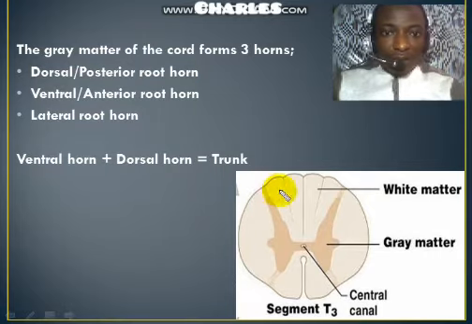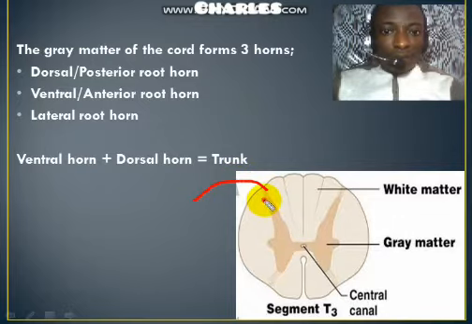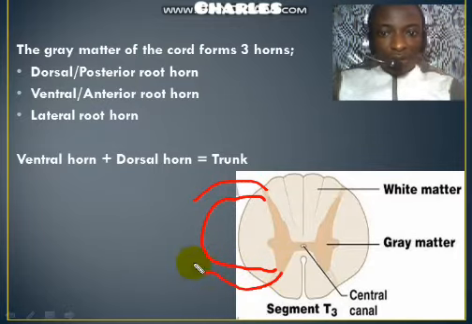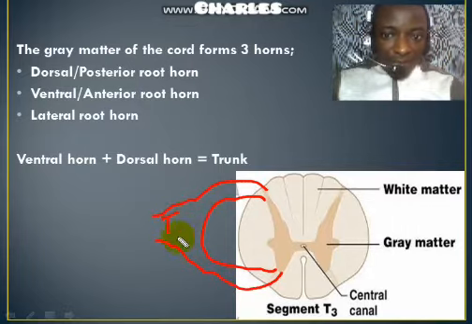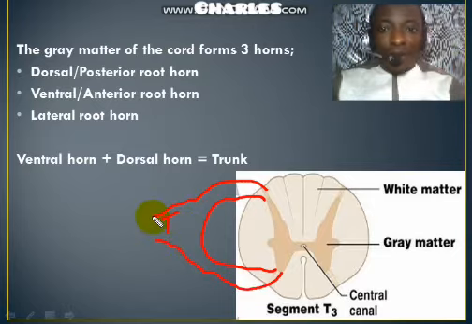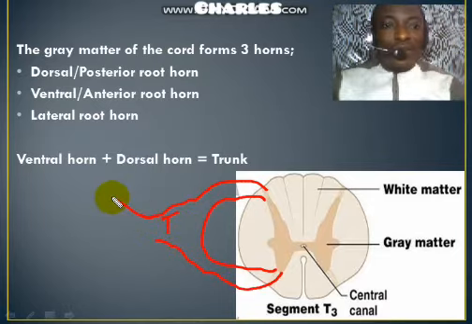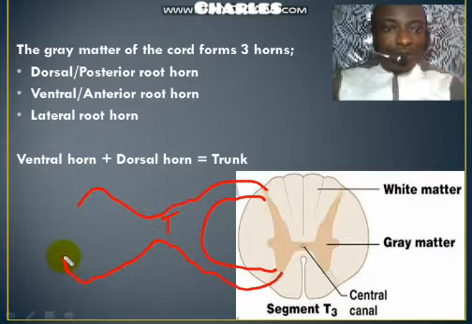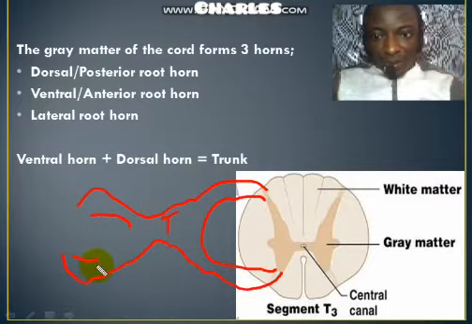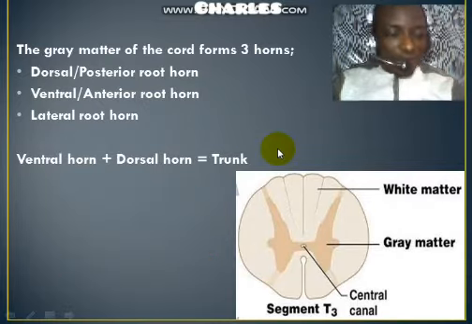This is the ventral root horn. It unites with the dorsal root horn to form the trunk. So this part of the spinal cord is known as the trunk. Now the trunk also divides into two parts to form what is known as the anterior and the posterior rami.